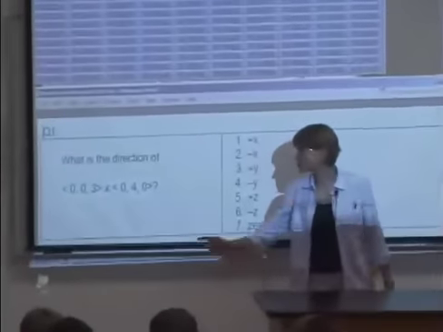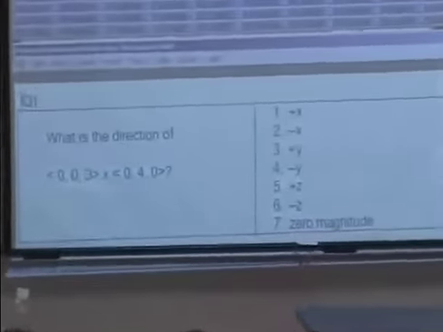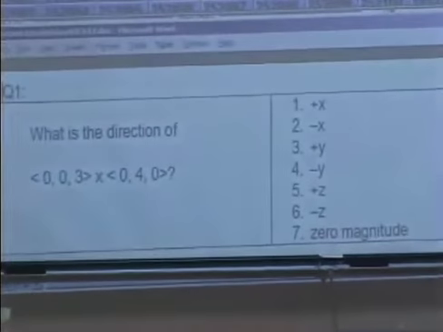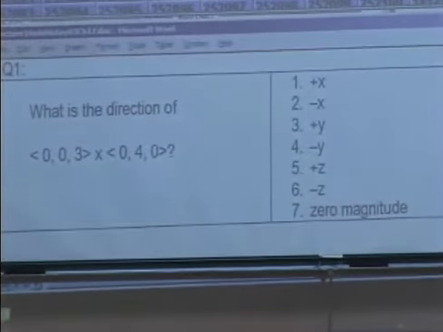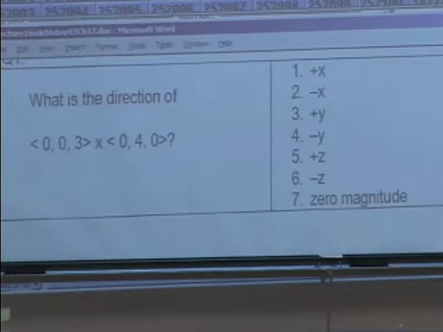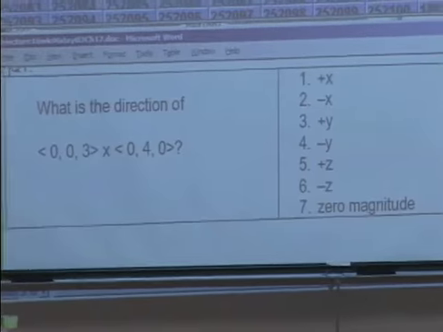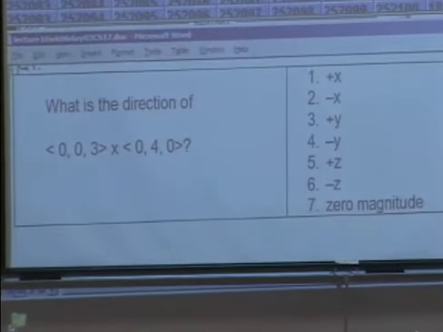There are two vectors, 0, 0, 3 and 0, 4, 0. What is the direction of that cross product? The choices are plus x, minus x, plus y, minus y, plus z, minus z. What I recommend doing is get out your right hand. Imagine those coordinate axes and just do it with your right hand.